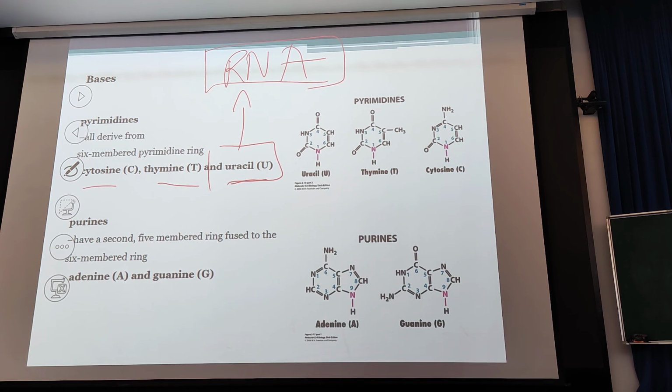And the next group of bases are the purines. They have a 5-membered ring fused to a 6-membered ring. They are bigger, and we have adenine and guanine. So in total, we have 5 bases. Uracil only appears in RNAs. Pyrimidines are the smaller bases, and purines are the bigger bases.